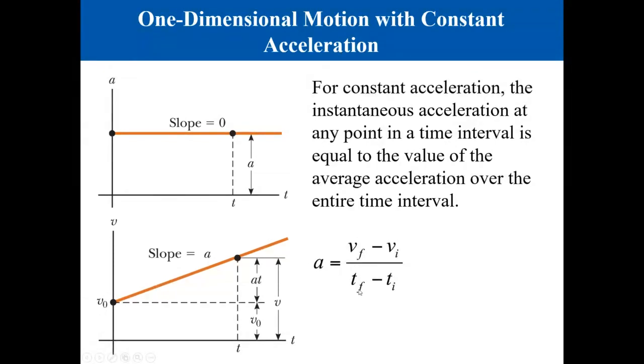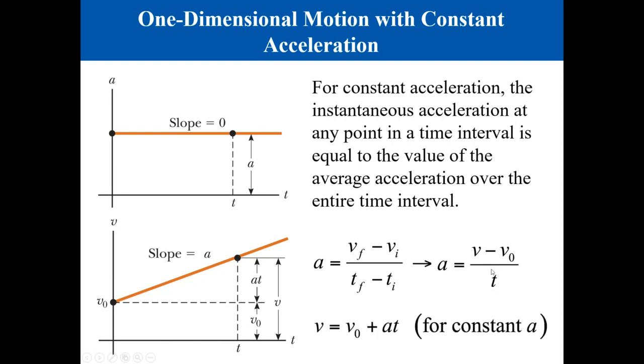Okay? So acceleration is the change in velocity divided by the change in time. In order to calculate the value of the acceleration, you need the final velocity and the initial velocity, the difference divided by the change in time. So this way you get the acceleration. We are assuming the initial time to be 0 here, so t is the same as t final.